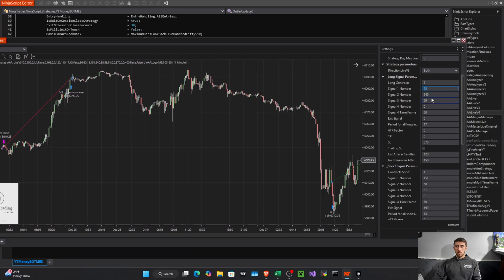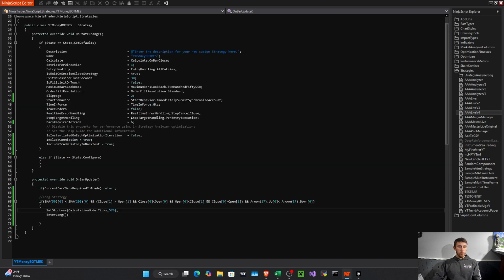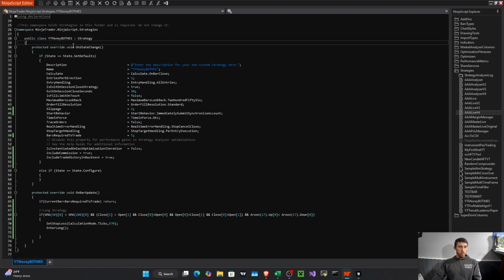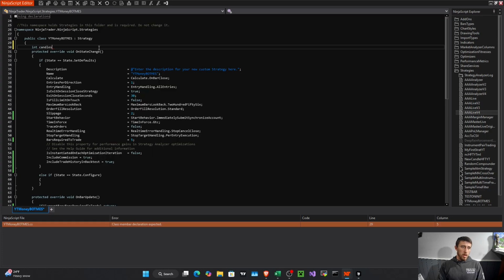So we have our signals, we have our stop loss, we have our period. Now we need to add go break even after 150 ticks in profit and exit after 120 candles. So up here we're going to make a global variable. It's going to be int candles in trade.